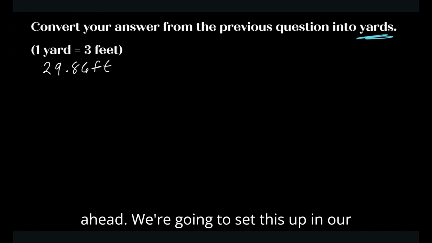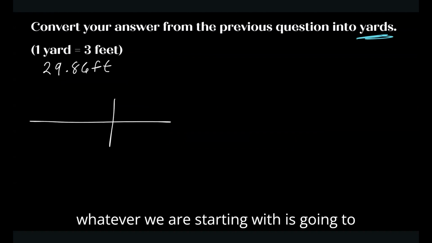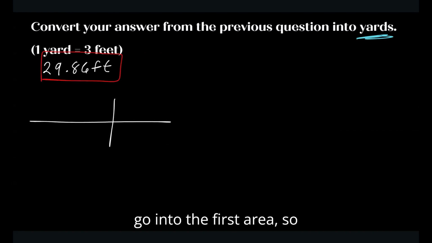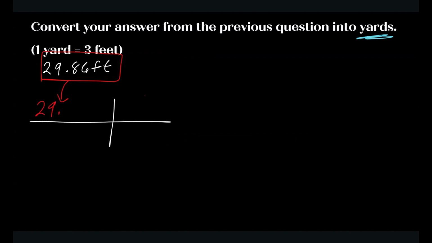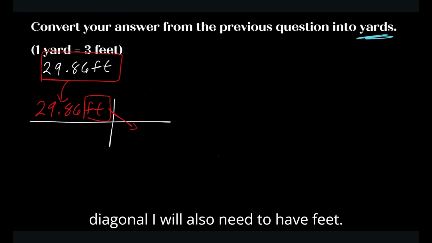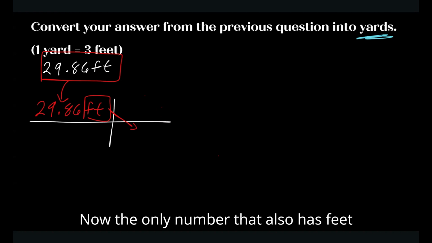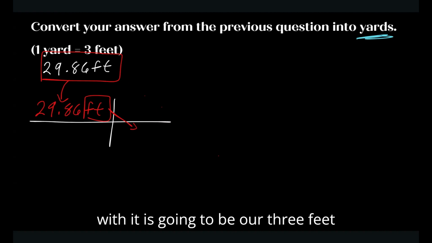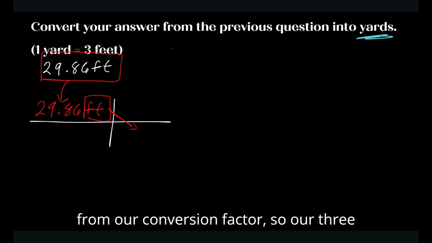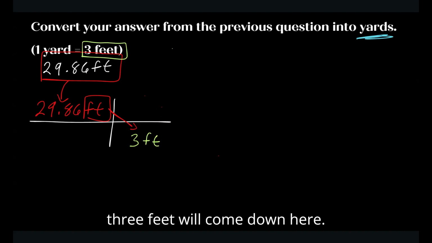We are going to go ahead, we're going to set this up in our conversion table. Now, whatever we are starting with is going to go into the first area. So this will be our 29.86 feet. Now, we have feet on top, which means that on the diagonal, I will also need to have feet. Now, the only number that also has feet with it is going to be our 3 feet from our conversion factor. So our 3 feet from up here will come down here.